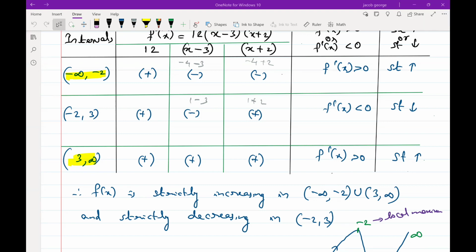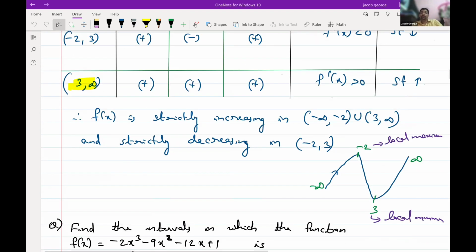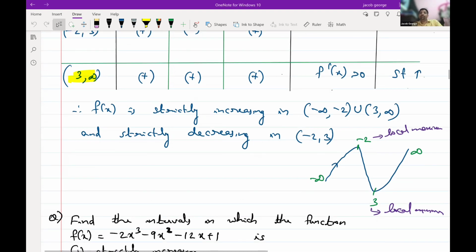And from here, the first derivative test can be asked. The first derivative test is the continuation of these steps. That means if the first derivative test is asked, you will write all these steps. Then from there, we have to draw a nature diagram like this. Minus infinity to -2, increasing. You can see the diagram going up. Then -2 to 3, the function goes down, decreasing. Then 3 to infinity, it is increasing.